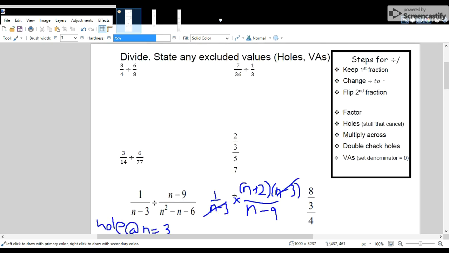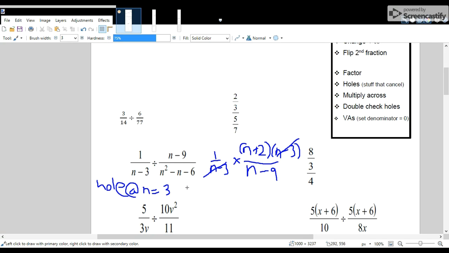Multiply straight across, so we have 1 times n plus 2. That's just n plus 2. And 1 times n minus 9 is n minus 9. Double check for more holes. There aren't any. And then let's find the vertical asymptote. You set the denominator equal to 0. Well, when n minus 9 equals 0, n is 9. So your excluded values are n cannot equal 3 and n cannot equal 9.